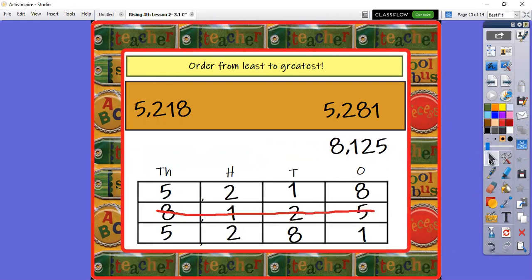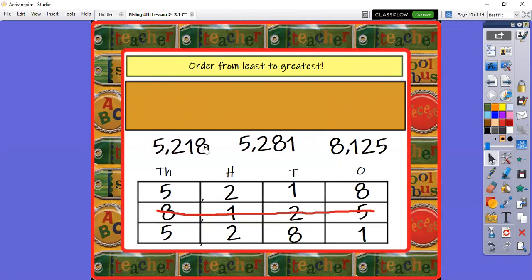All right, so now I'm looking. They both have a 5 in the thousands place, so now I'm going to look in my hundreds place. So they both have a 2 in the hundreds place. So what must I do? That's right, I need to go to my tens place. So I go to my tens place and I have a 1 in my tens place in my first number and an 8 in the tens place in my second number. So looking at those two numbers, which number is greater? That's right. This number right here that has an 8 in the tens place is going to be greater than the number that has a 1 in the tens place.